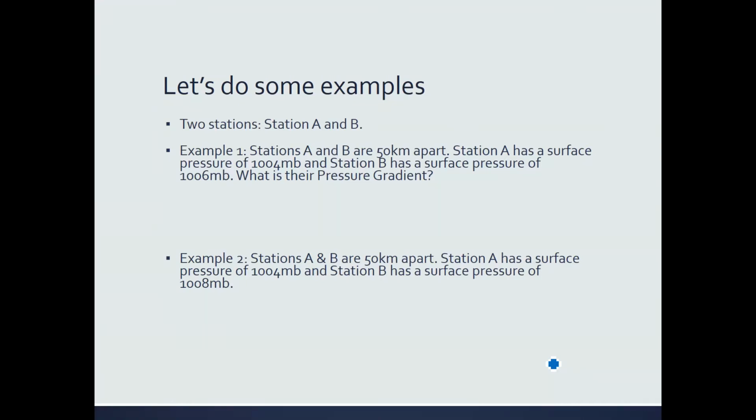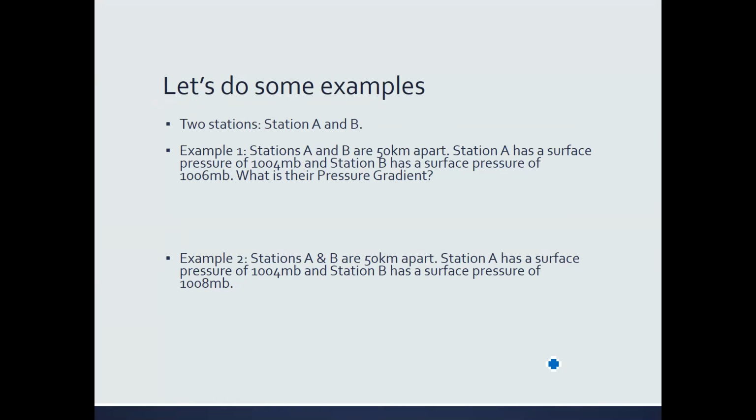Station A has a surface pressure of 1,004 millibars. Station B has a surface pressure of 1,006 millibars. What is their pressure gradient? I'd recommend taking a moment right now, pausing it, punching in those numbers, and seeing what you get. Alright, now I assume that you've done that, you've paused it, and now we're back. So how would you do this?